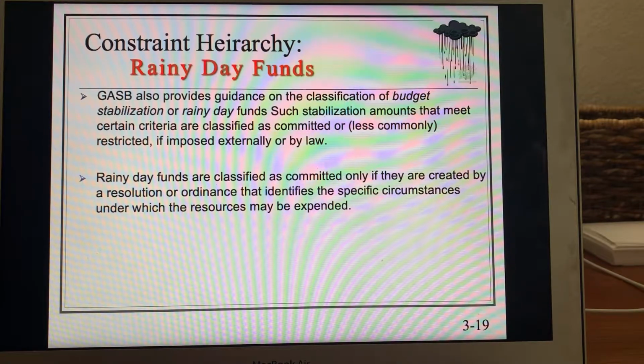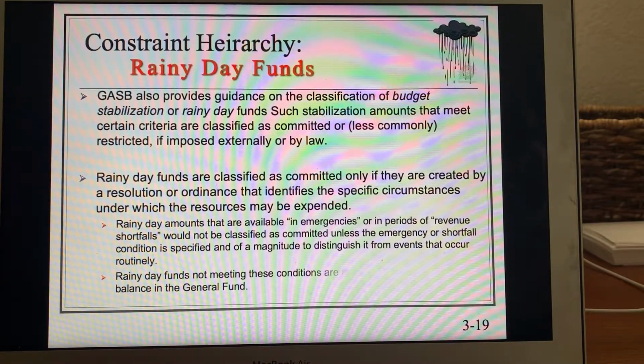Okay. Rainy day amounts that are available in emergencies or in periods of revenue shortfalls would not be classified as committed unless the emergency or shortfall condition is specified and of a magnitude to distinguish it from events that occur routinely. Rainy day funds not meeting these conditions are reported as unassigned fund balance in the general fund.